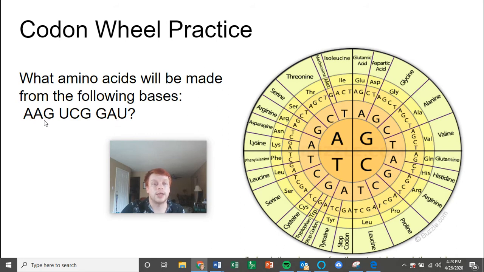So for our first one, we have AAG. We're going to start in the center on the codon wheel and then just work our way out. So we have A, A, G, which gives us lysine. Then you guys go ahead and try these two, come back, and we'll go over it together.